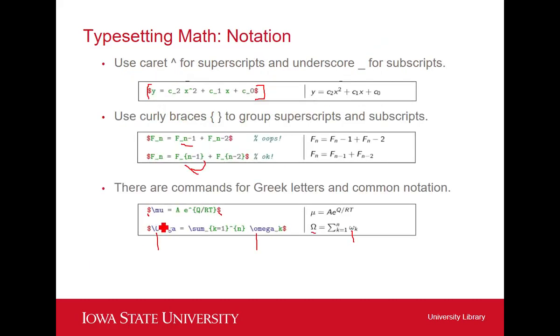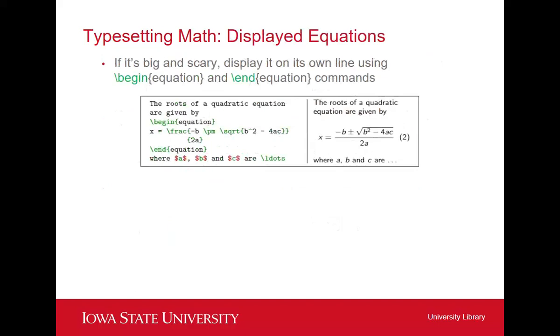So yeah, the common Greek letters, mu, alpha, beta, it's all in there, both uppercase and lowercase as well. Okay? Now, if it's big and scary, put it on its own line by doing the begin and end equation commands. So if I wanted to format this quadratic formula here, I don't want to put all that in the $ environment. I want to do begin equation and end equation.